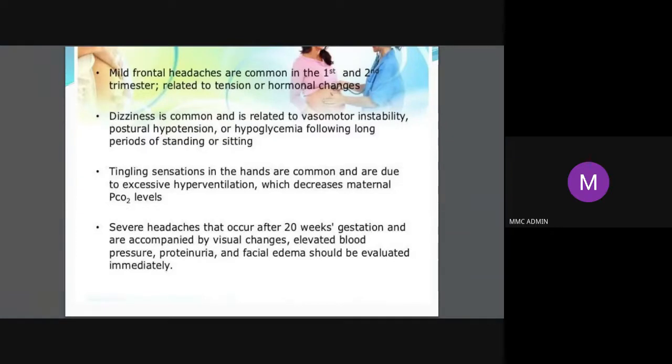So don't miss that. When a patient complains of headache, you have to look at so many things, including her vision and everything. And please check her BP also. Any pregnant lady complaining of headache, check the BP, rule out preeclampsia, and probably finally you can just reassure her that it may be normal.